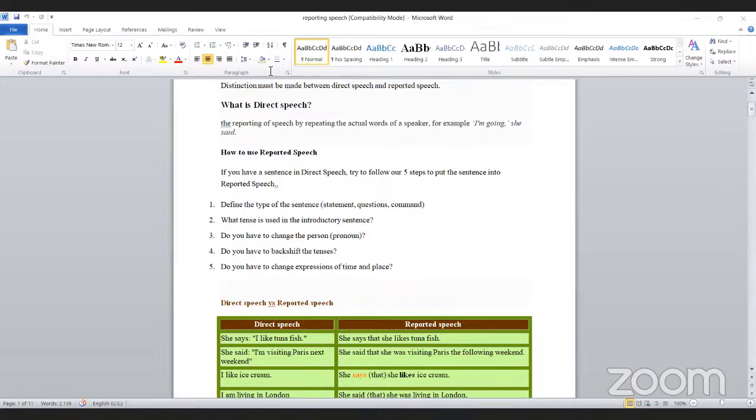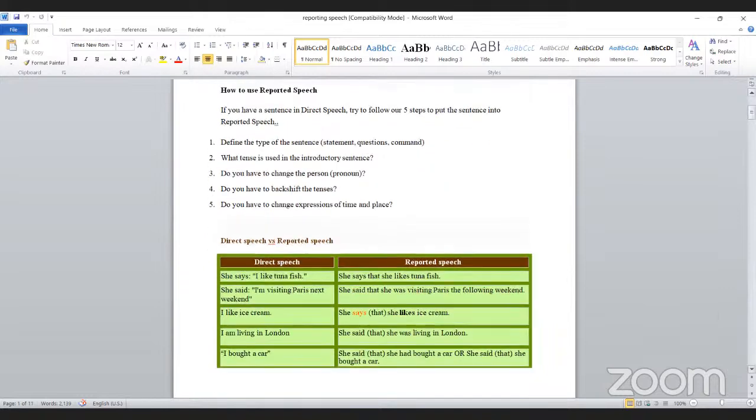She says, I like tuna fish. But in reported speech, she said that she likes tuna fish. That's the way we need to write. We are using the connector that to connect the two sentences together. That is what we need to remember. This is the main difference.